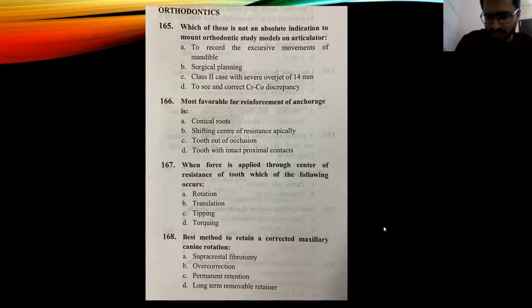Now I want you guys to answer this question and I will tell my answer as well. Type in the chat box, which of the following is the most favorable for reinforcement of anchorage? Is it conical roots? Is it shifting center of the resistance apically? Tooth out of occlusion? Tooth with intact proximal contacts? Come on, everybody else, you need to participate. Even if it's a wrong answer, this is like a discussion we are having every day.